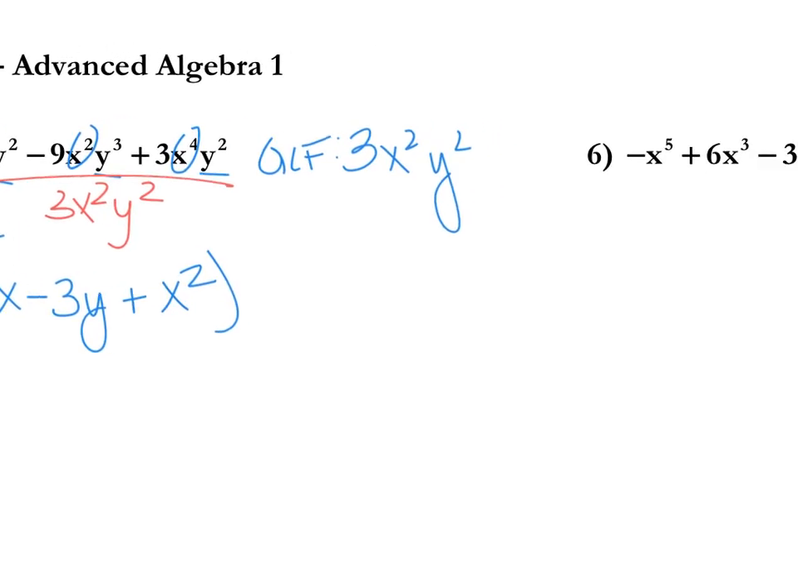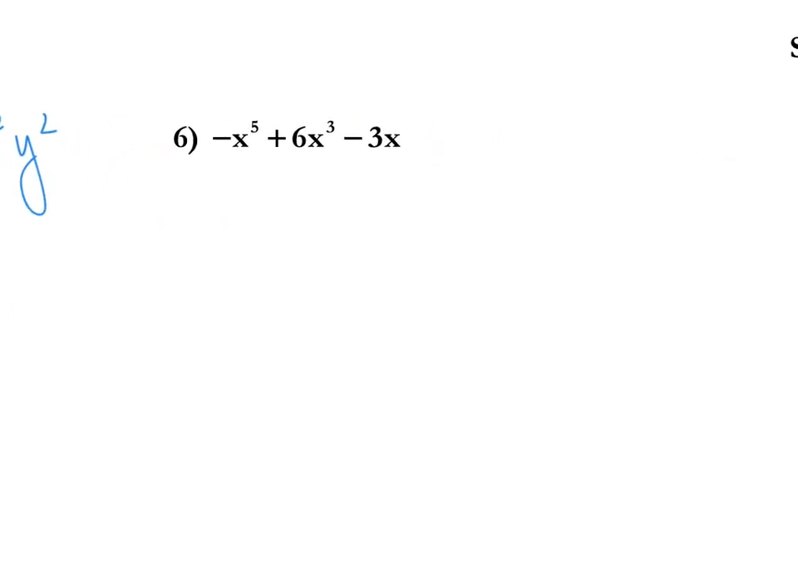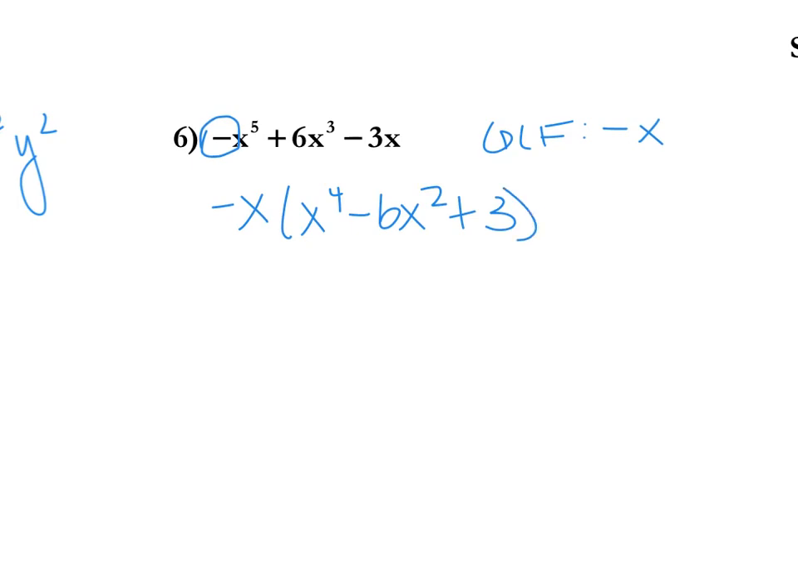Okay, let's look at number 6. So notice that it's already in standard form for us, the highest exponent coming first. And then you have a negative here. So we have to take that out. The leading coefficient cannot be negative. So I can take a negative x out, and I'm left with x to the 4th minus 6x squared plus 3. Make sure that you switch all of the signs when you divide by a negative. Okay.